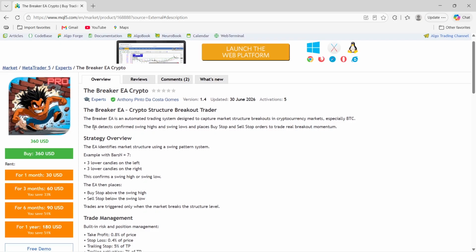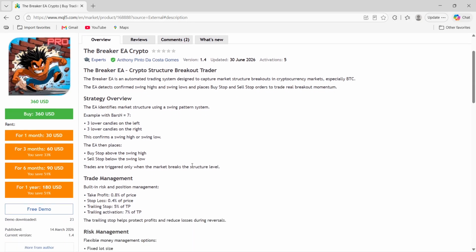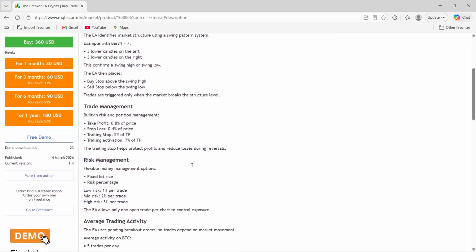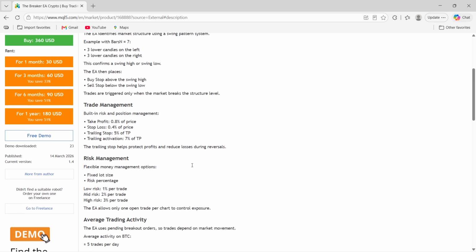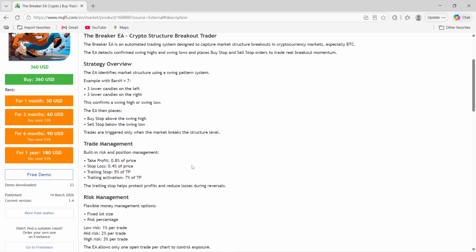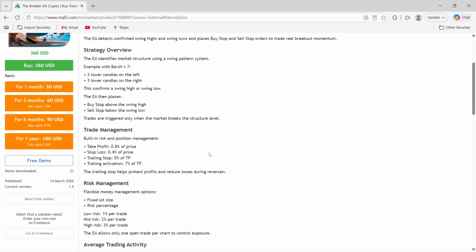So you can see it says the EA detects confirmed swing highs and lows and places buy stop and sell stop orders to trade real breakout momentum. All right, so the EA includes filters to reduce false breakouts such as volume confirmation, minimum break size, or volatility checks. Risk management is emphasized with stop losses placed behind the broken level, which is standard for breakout systems to keep risk defined. Take profits could be fixed or based on measured moves from the range.